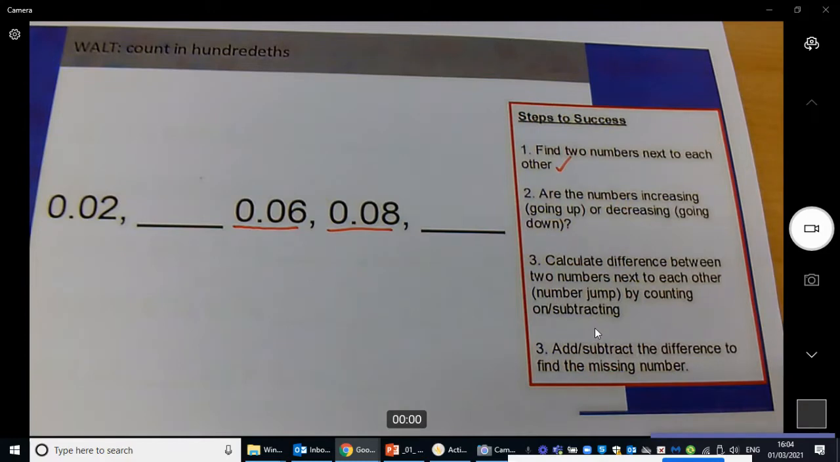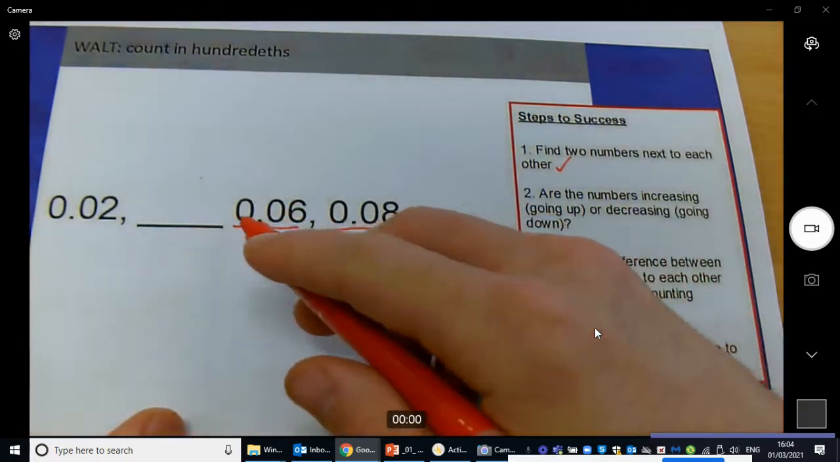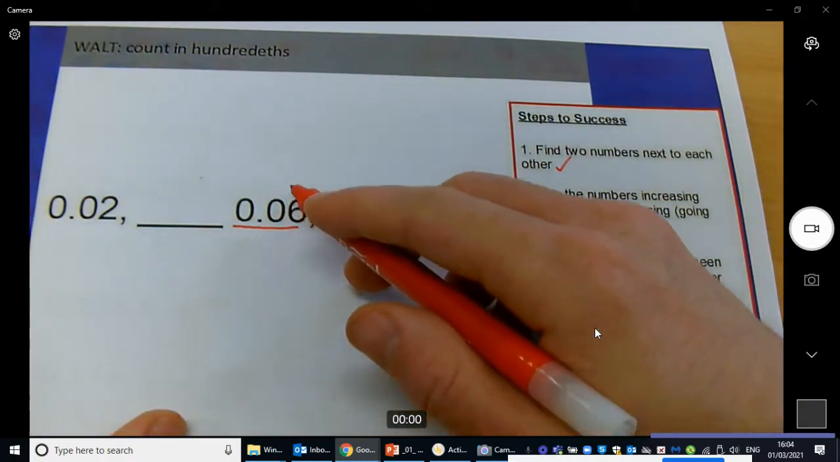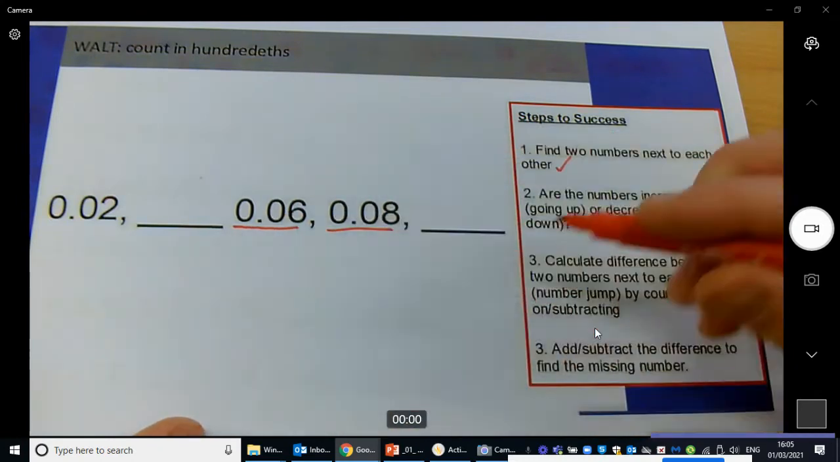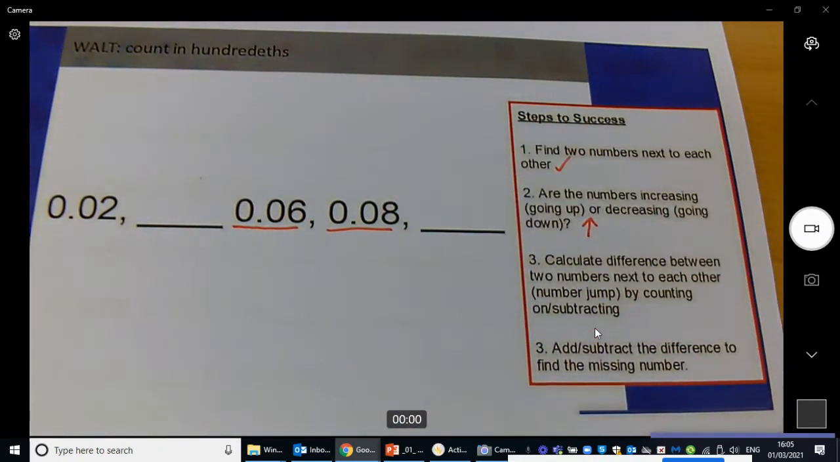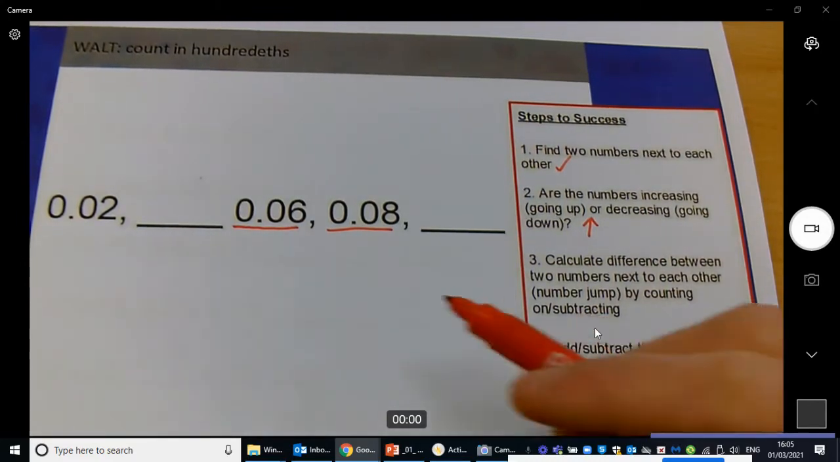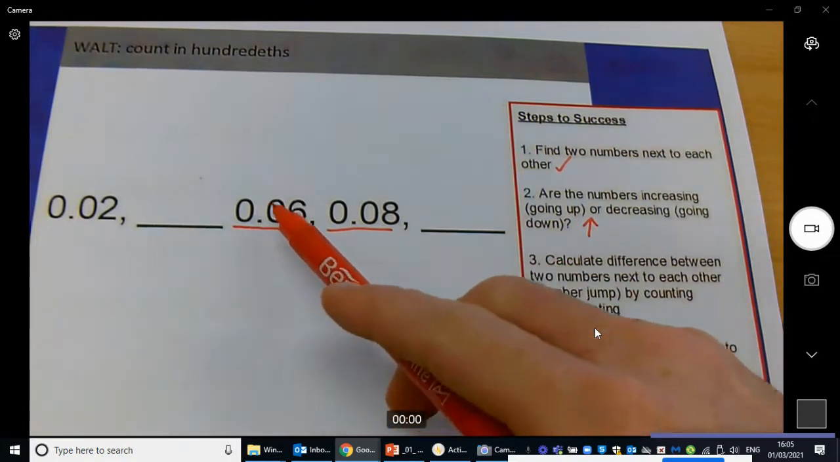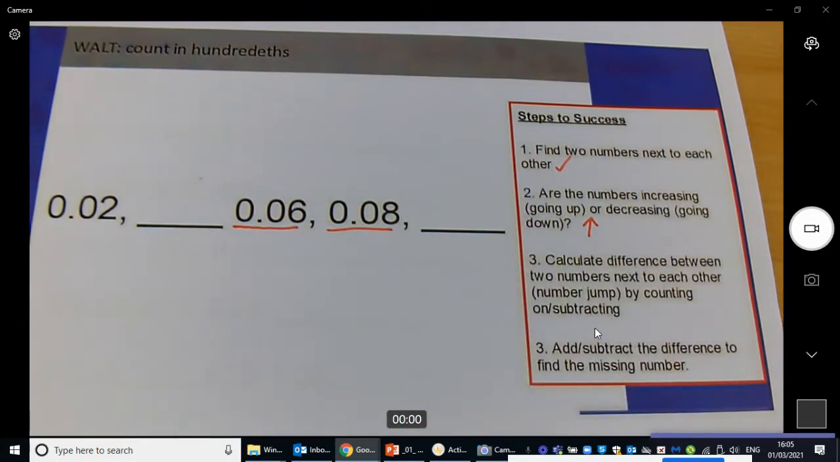Hopefully we've seen that it is increasing. It is going up because 0.06 to 0.08, the numbers are going up. They are increasing. Step 3. Calculate the difference between the two numbers next to each other. So what's the number jump that we're seeing here? Can you pause the video and see if you can figure out what number jump it is making?